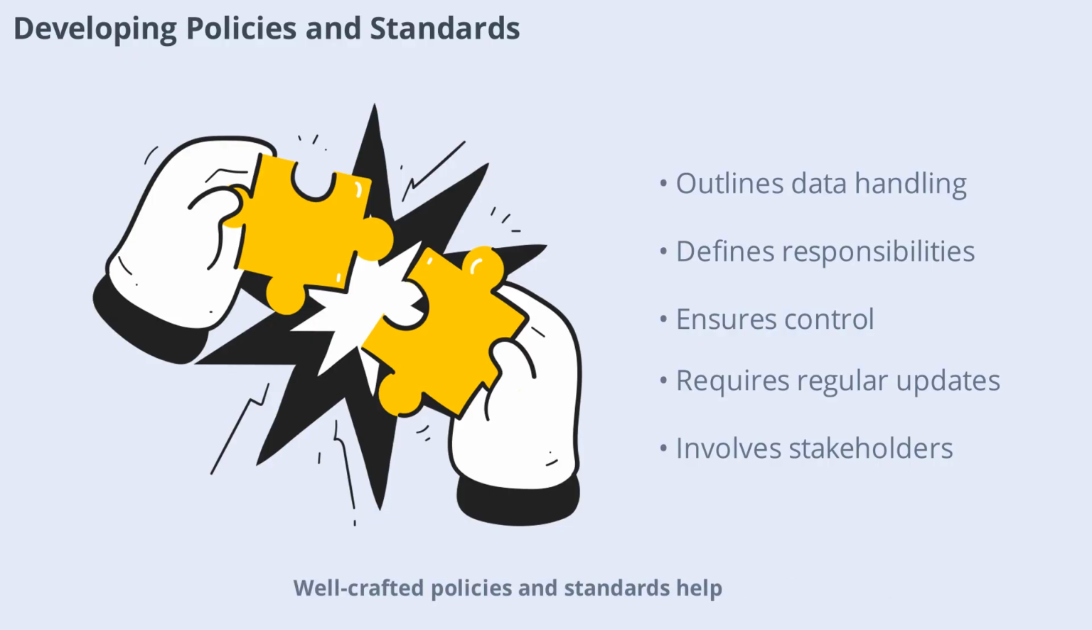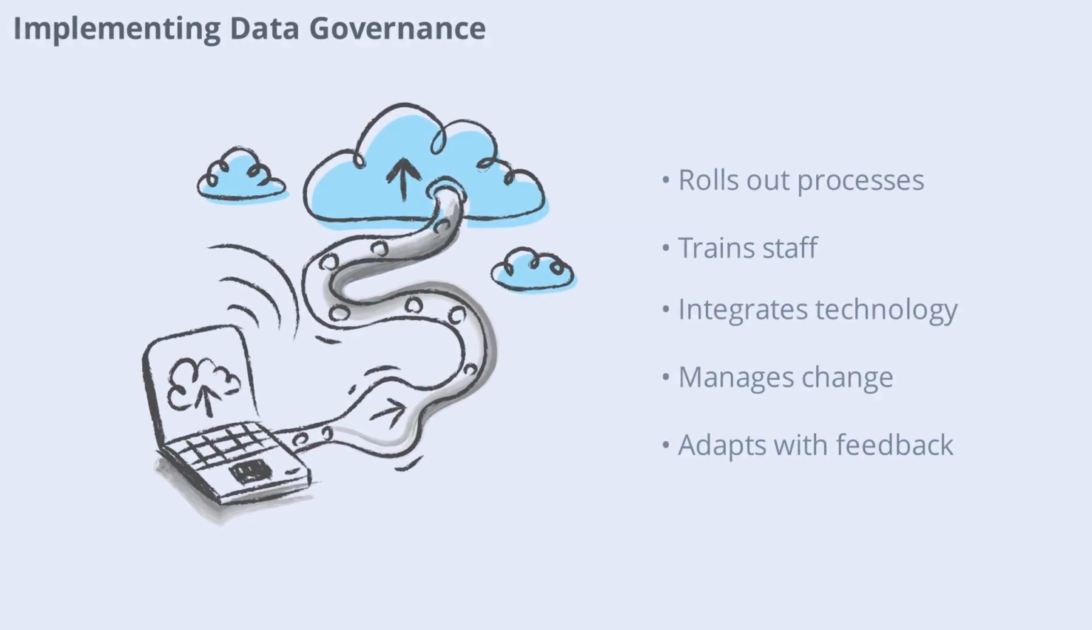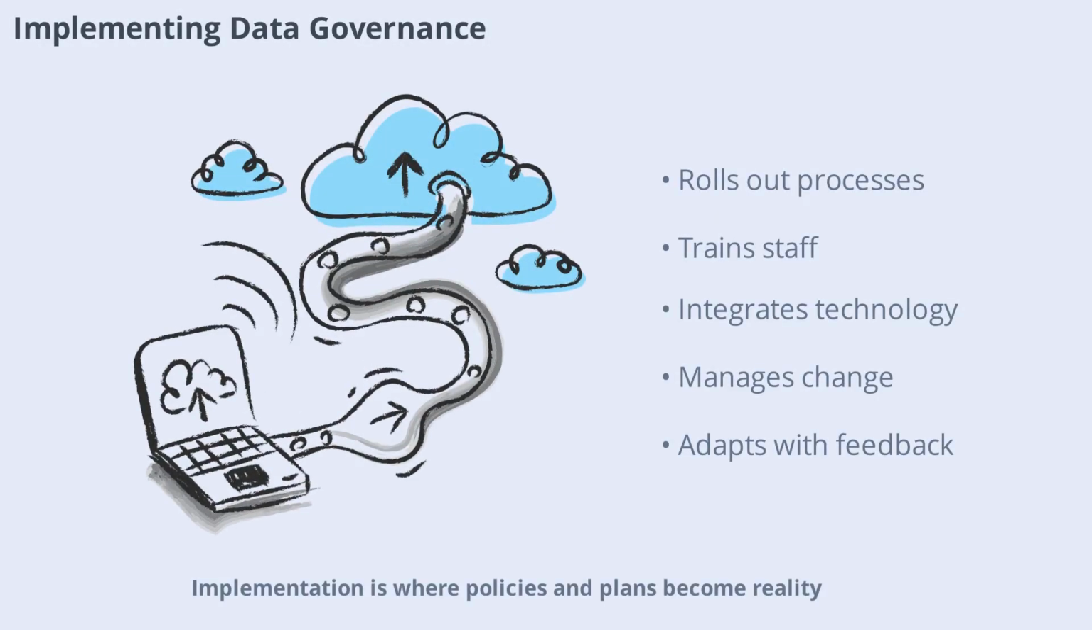Well-crafted policies and standards help organizations maintain consistency and accountability. Implementation is where policies and plans become reality. This involves rolling out new processes, training staff, and integrating technology solutions. Change management is key. Employees need support as they adapt to new ways of working. Regular feedback and adjustments help ensure a smooth transition. Successful implementation turns governance from theory into practice.